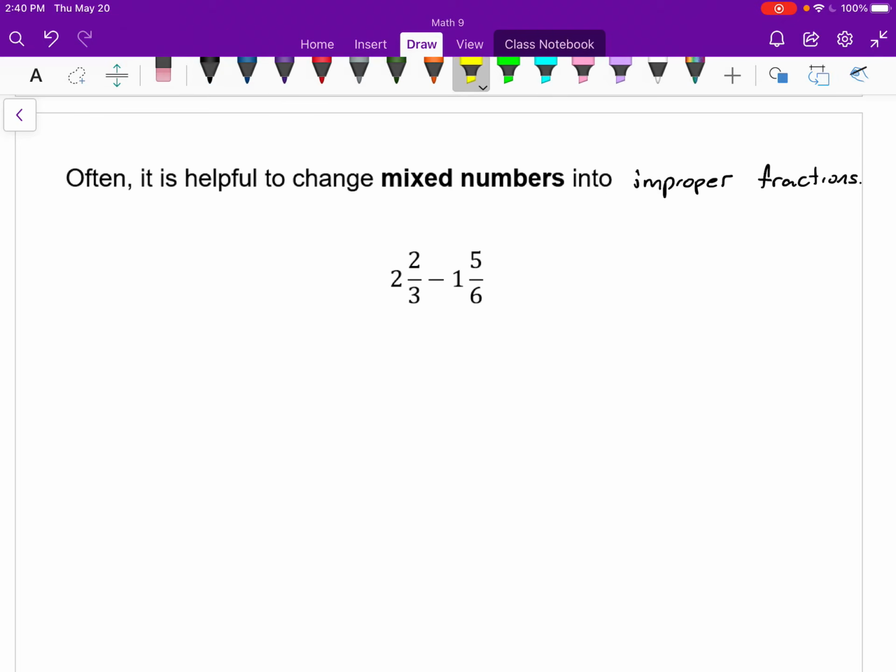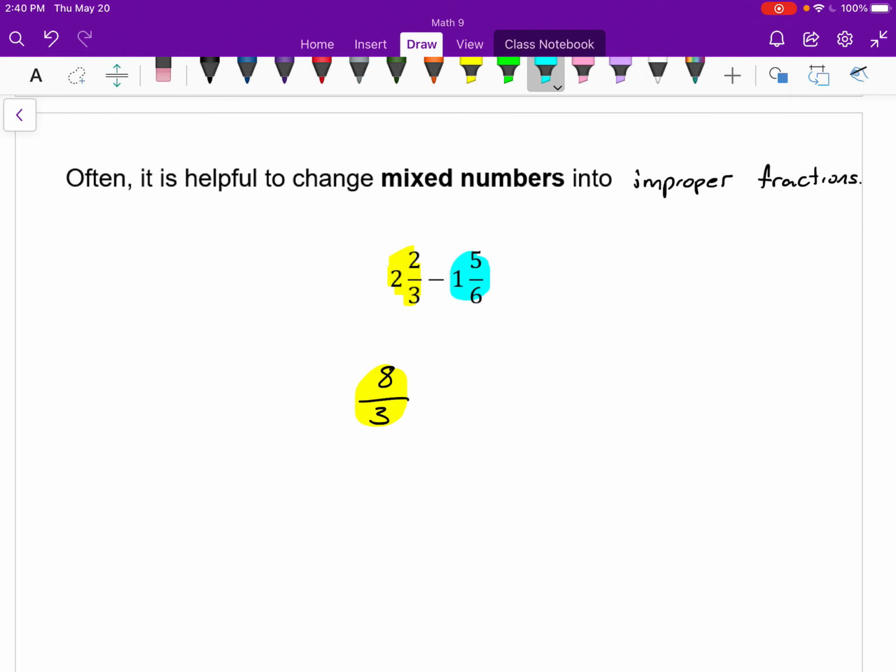And so for example, if I want to change 2 2/3 into an improper fraction, what always works is multiply, sorry, I said that wrong, multiply the denominator times the whole number, which is 6, and then add that to the top. So I get 8. So 2 2/3, same as 8/3. 8/3 is equivalent to 2 2/3.